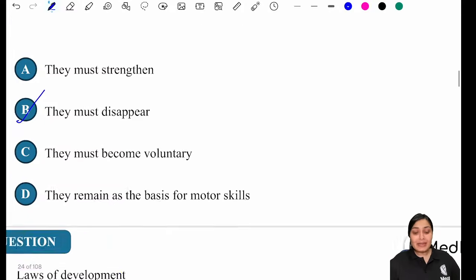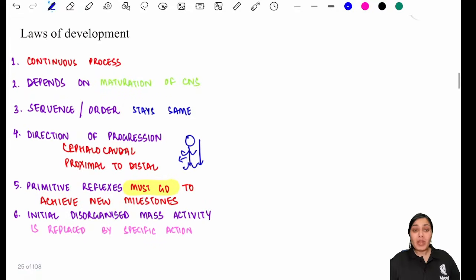So let us quickly revise these laws of development. The first law says that development is a continuous process. What do I mean by a continuous process? Development is an ever-evolving process. You and I are still developing, still maturing. Development means CNS maturation, right? So remember, development is a continuous process. It depends upon the maturation of the CNS, and the sequence and order will remain the same.